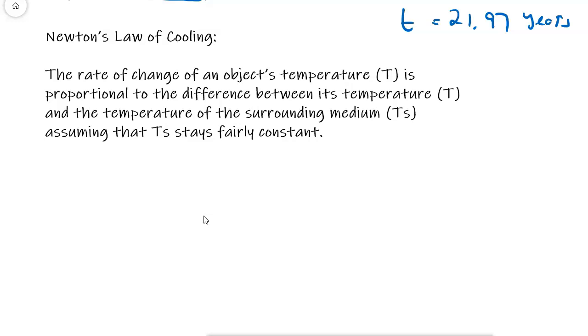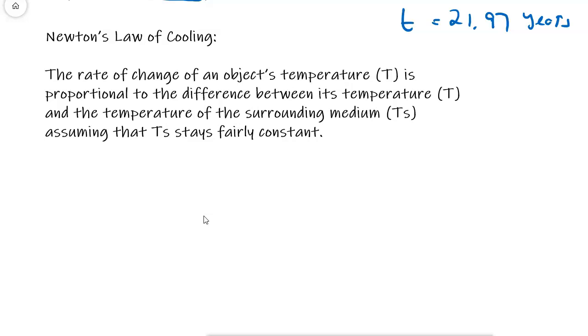When the pie is very hot and room temperature is 70, it's going to start off by cooling very quickly because the difference between the pie and the room temperature is quite a bit. As it starts getting down to 150 degrees, 100 degrees, 80 degrees, that rate at which it cools is going to start really slowing down because the difference between the room and the pie is very small.